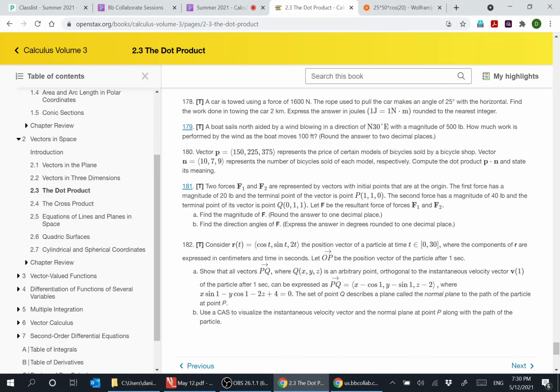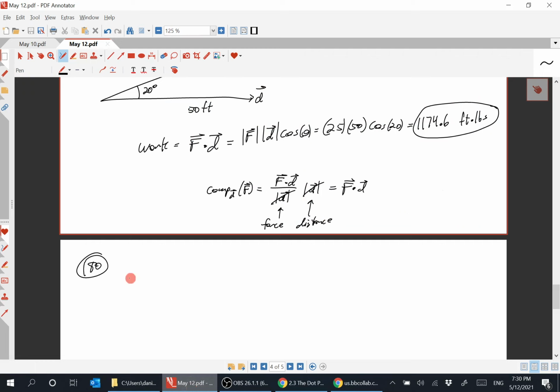So we have vector P represents the price of certain models of bicycles sold at a bicycle shop. Vector N represents the numbers of bicycles sold for each model. So what is the dot product and what is the meaning? So P is the price vector for different models of bike: $150, $225, and $375. And the number of bikes sold in this case was 10, 7, and 9.